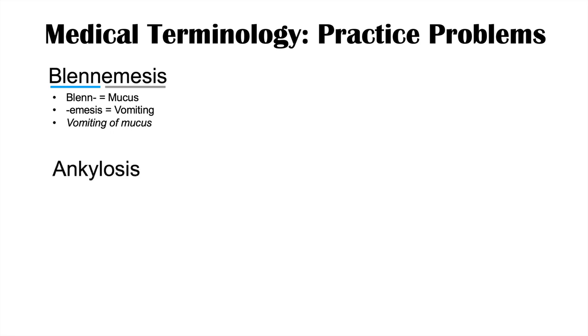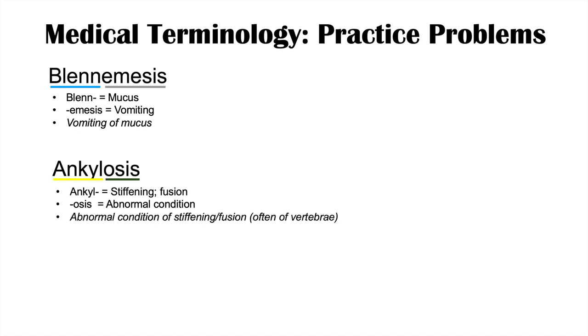The next word is ankylosis. So again, we break this word down, ankyl. Ankyl means stiffening or fusion. The suffix osis, osis means an abnormal condition. So ankylosis is an abnormal condition involving stiffening. That's when we put it all together, that's what it means, an abnormal condition of stiffening or fusion, and it's often of the vertebrae. And you can think of the condition ankylosing spondylitis. So ankylosing spondylitis is a condition where we actually do see an abnormal condition of a stiffening or fusion of vertebrae.